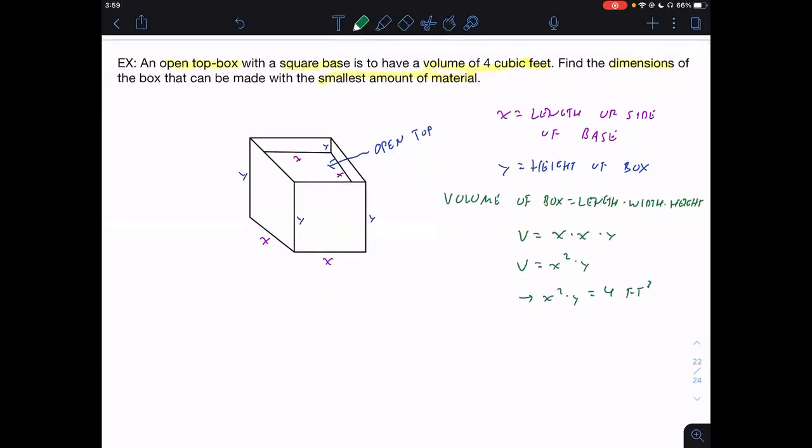Okay, but what is it we're trying to optimize here? We're trying to optimize the amount of material that is needed to create this box, meaning the amount of material that we need to make the left side, the front side, the right side, the back side, but also the bottom side. And in this case, no top side because we have an open top box. No top will be required.